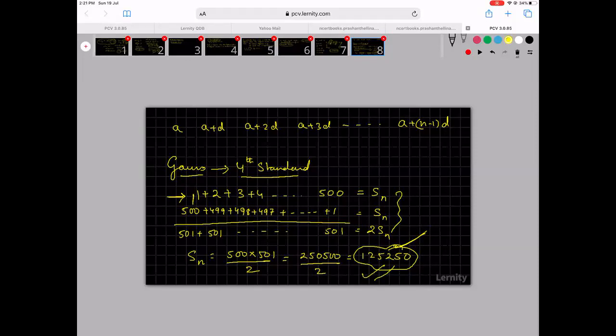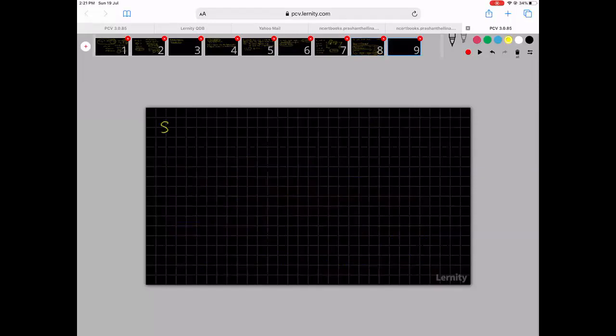Okay, so we are going to use this technique that was used by a 4th standard student, and we will find out the sum of n terms of a plus d plus a plus 2d plus all the way up to a plus n minus 1 into d.